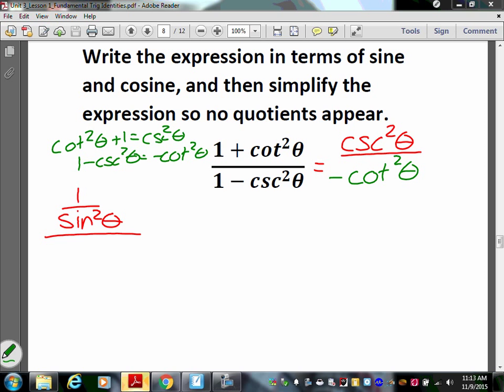It takes a little brain power. So cotangent is the same as cosine over sine. Okay, and now we're almost home free.